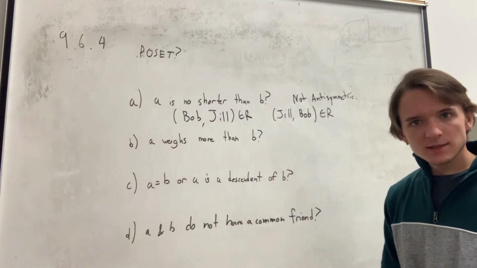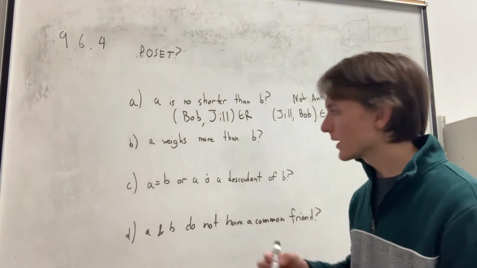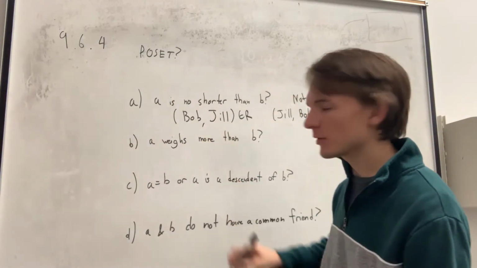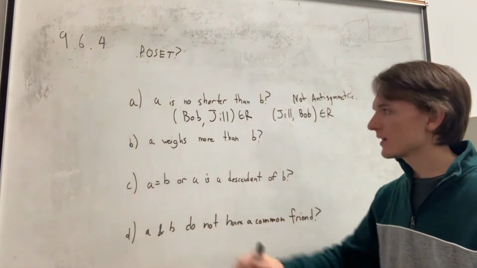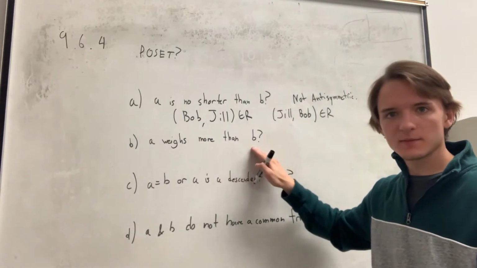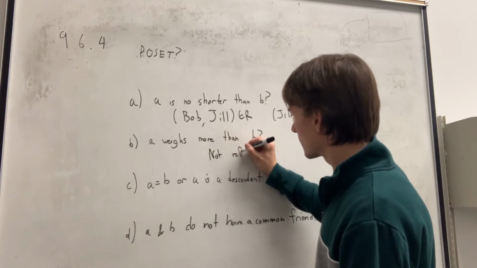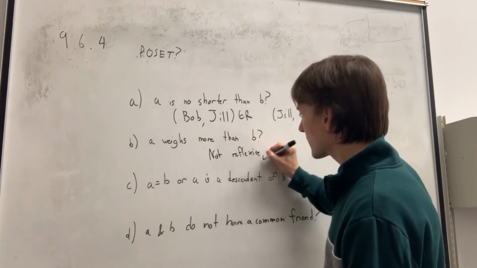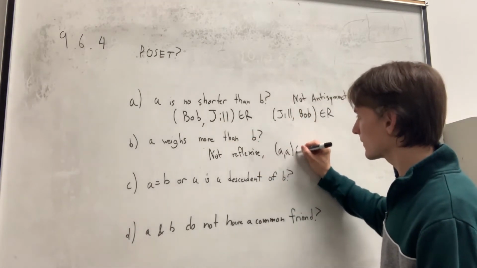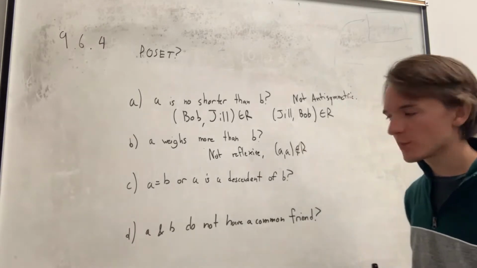Is it reflexive? Again, let's plug in 2 people. We don't even need to do that. Does it make sense to say that A weighs more than A? No. So it's not reflexive because A comma A is not in the relationship.